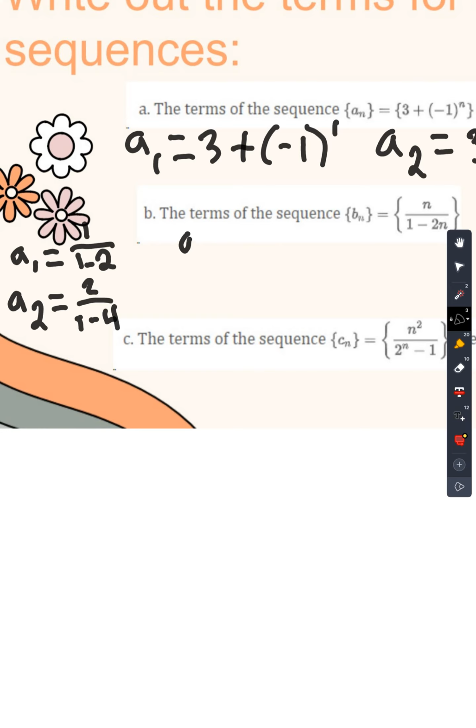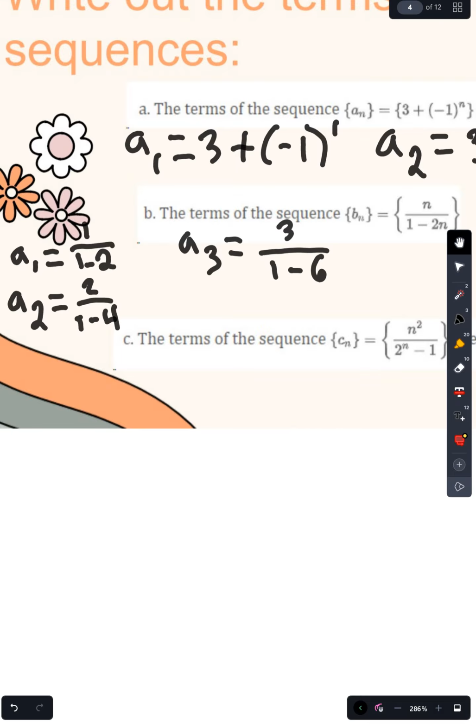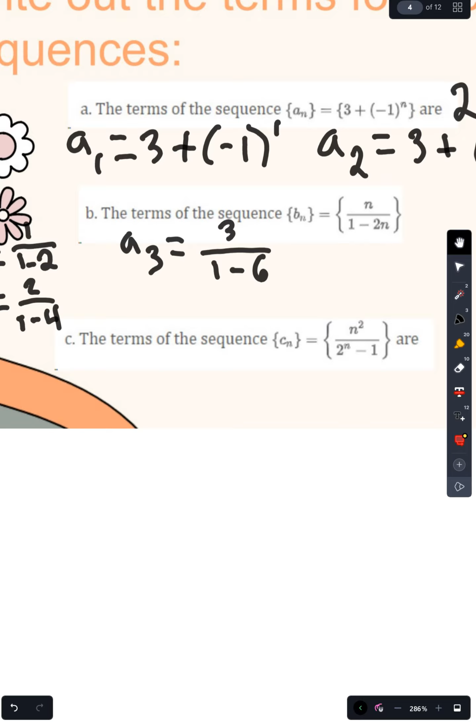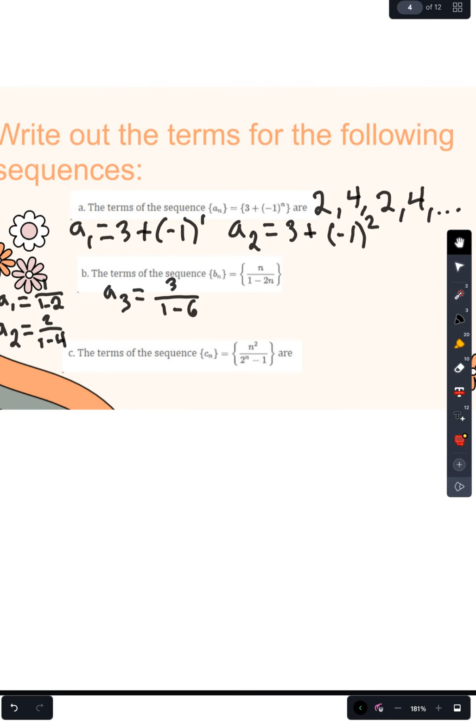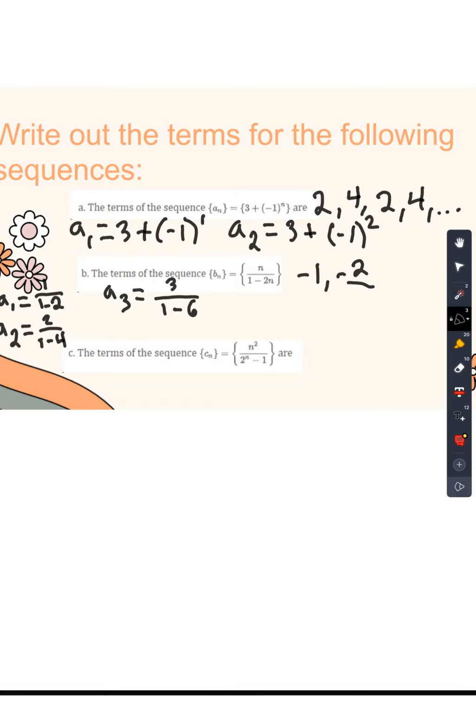Let's go up to 3 terms. If I plug in 3, we get 3 divided by 1 minus 6, which would give us negative 5. So in general, our terms, we said the first one was negative 1, then we would get negative 2/3, negative 3/5, and so forth.